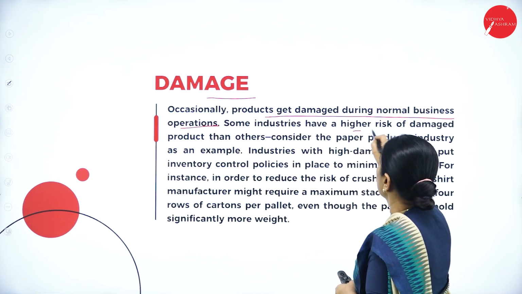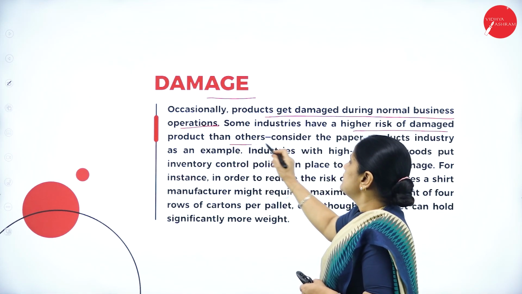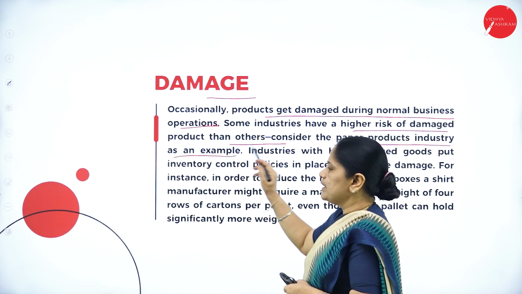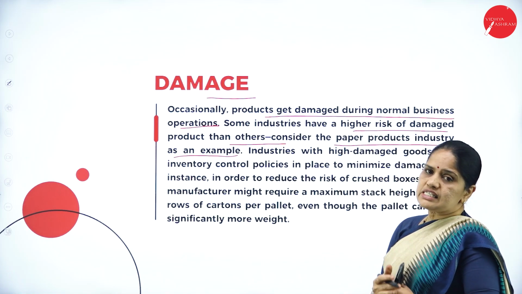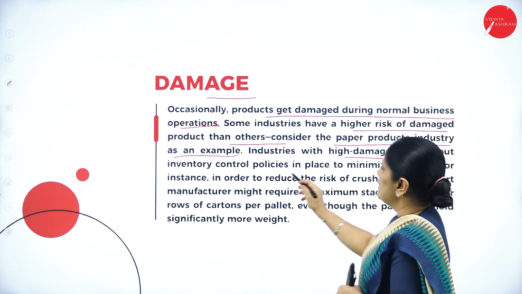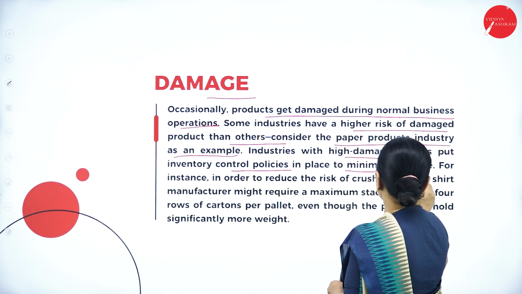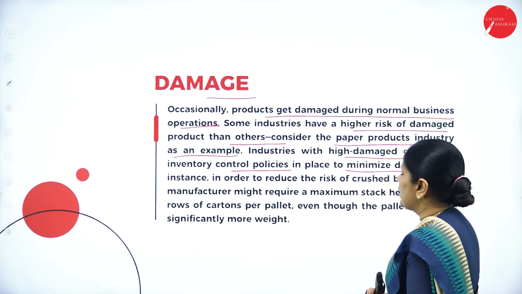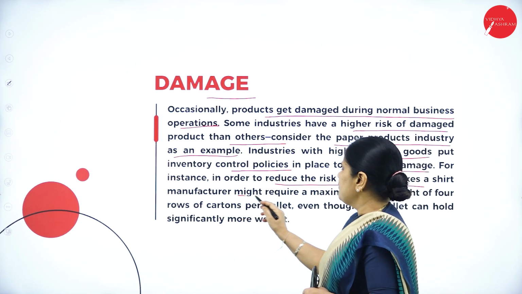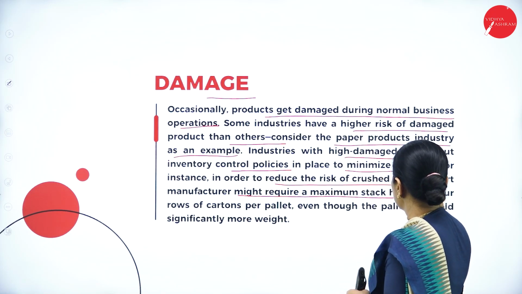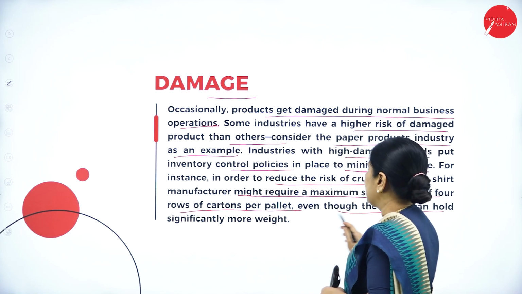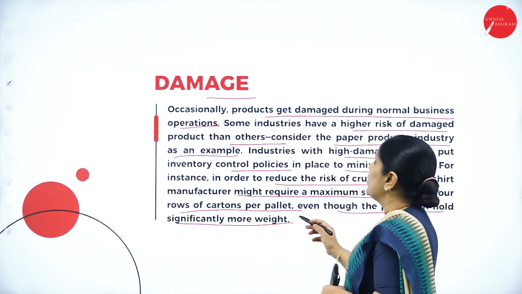Some industries have higher risk of damaged product than others. Consider the paper products industry as an example. So, damaged products are another risk in inventory management. Industries with high damaged goods put inventory control policies in place to minimize the damage. For instance, in order to reduce the risk of crushed boxes, a shirt manufacturer might require a maximum stack height of 4 rows of cartons per pallet, even though the pallet can hold significantly more weight.